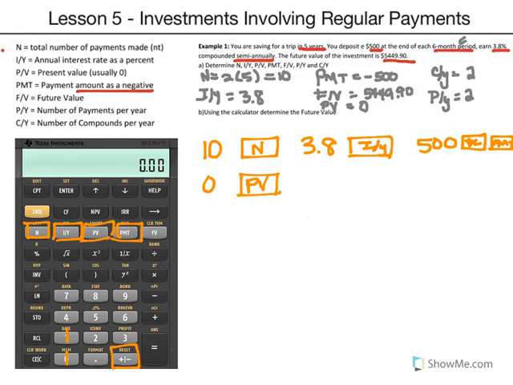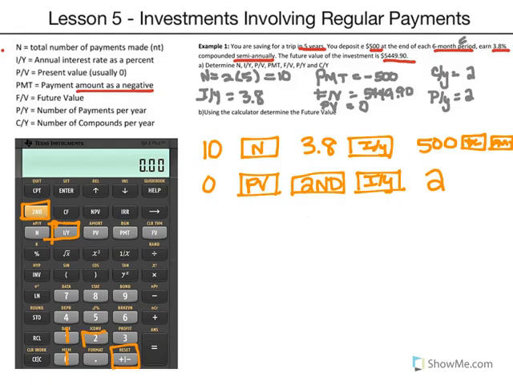Now, to get to compounding periods, it's right here. So you're going to hit second function IY. And now to input your compounding periods and your payments per year, first you're going to put your payments per year in. We make 2 payments per year, so you're going to push 2. Then you're going to push the enter button.